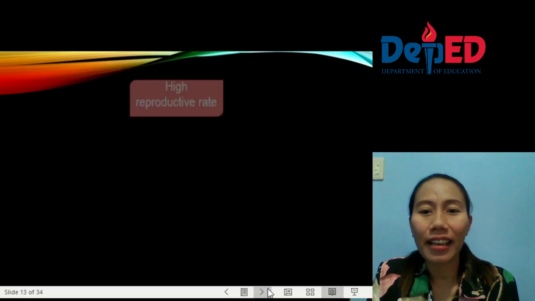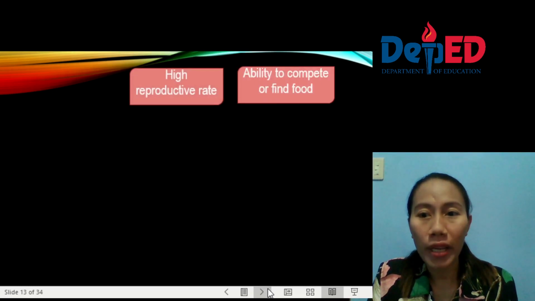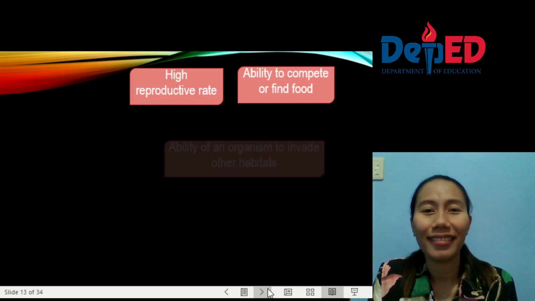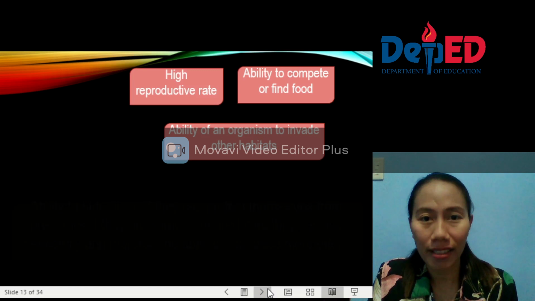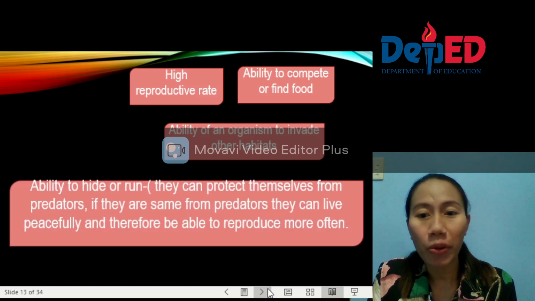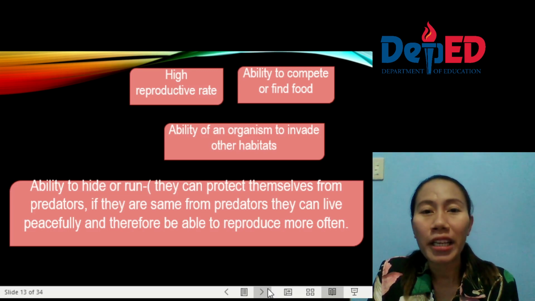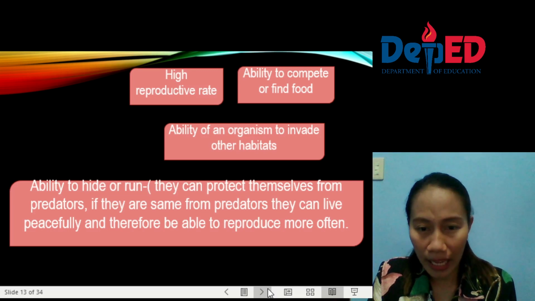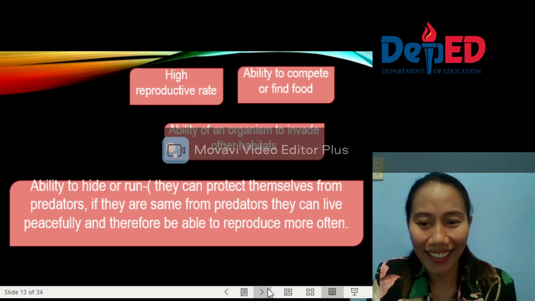Right? Another, high reproductive rate, ability to compete or find food, ability of an organism to invade other habitats, ability to hide or run. Obviously, if an organism has an ability to hide or run, they can protect themselves from predators. If they are safe from predators, they can live peacefully and therefore be able to reproduce more often.